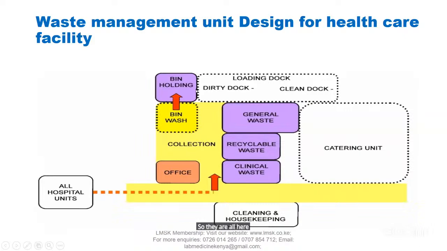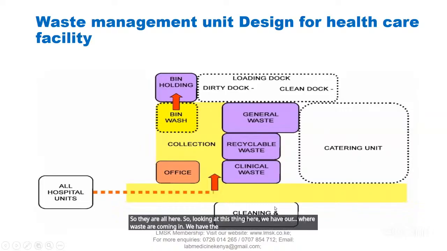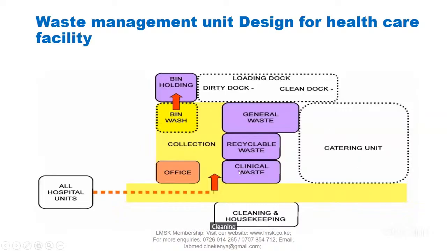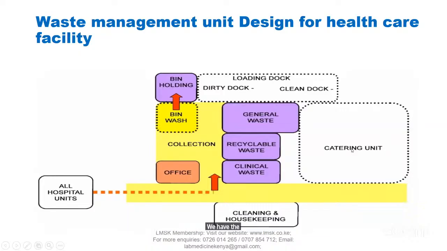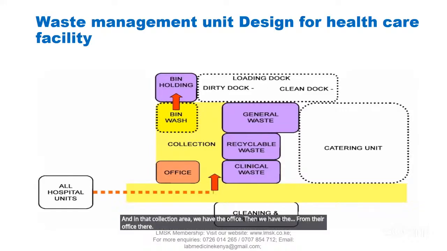Looking at this, we see where waste is coming from. We have cleaning and housekeeping, clinical waste, recyclable waste, general waste, and the catering unit. Looking at this plan, we have the collection area, and in that collection area, we have the office. From the office, we collect the waste. Then we have the bin wash.